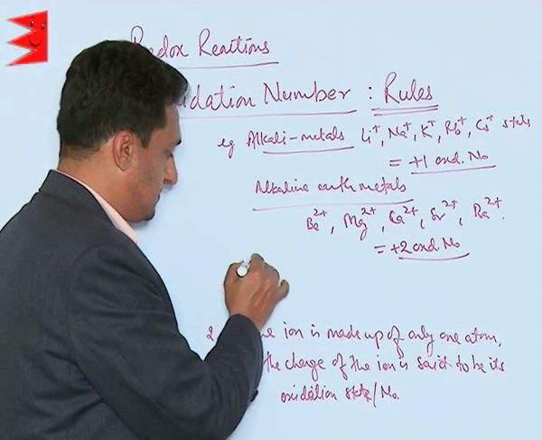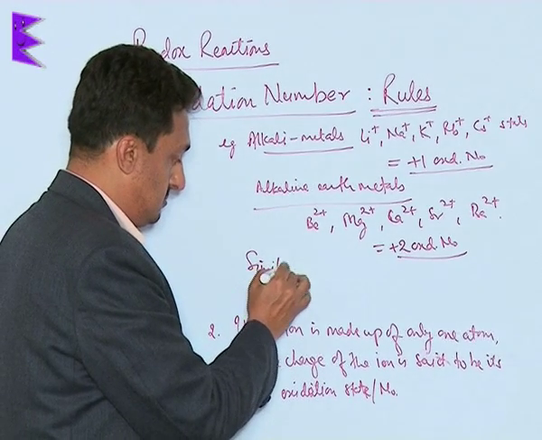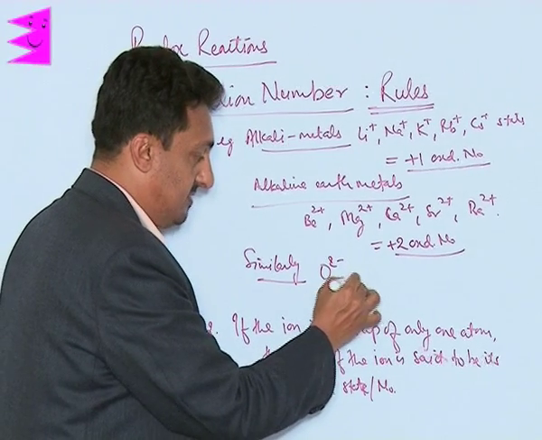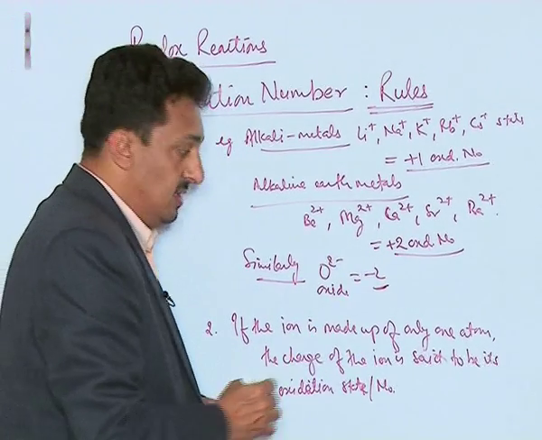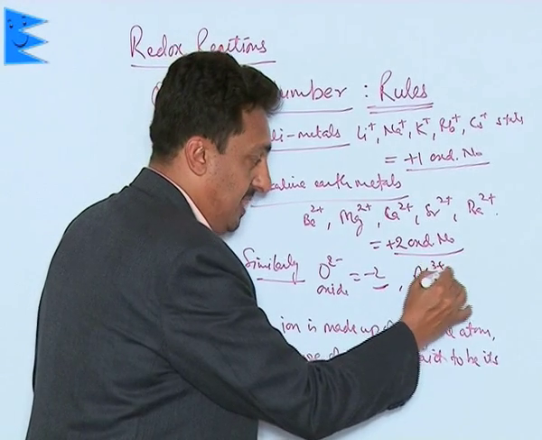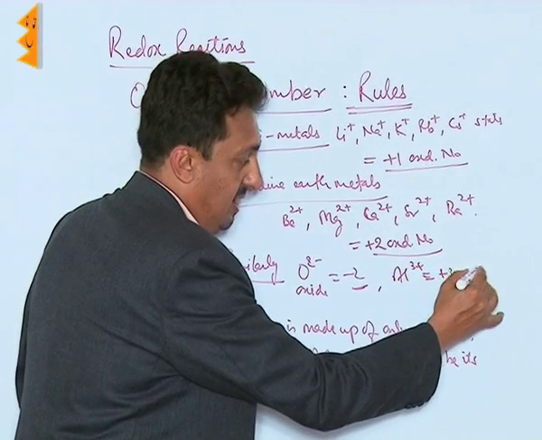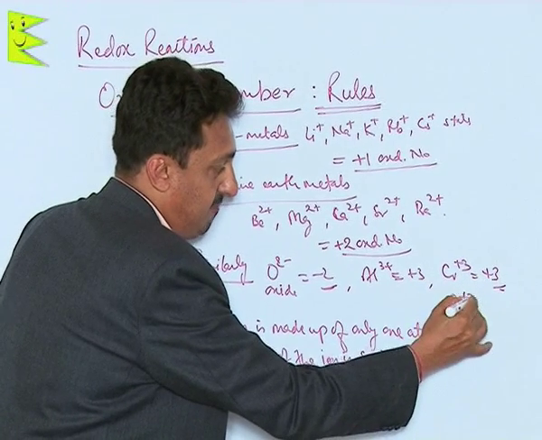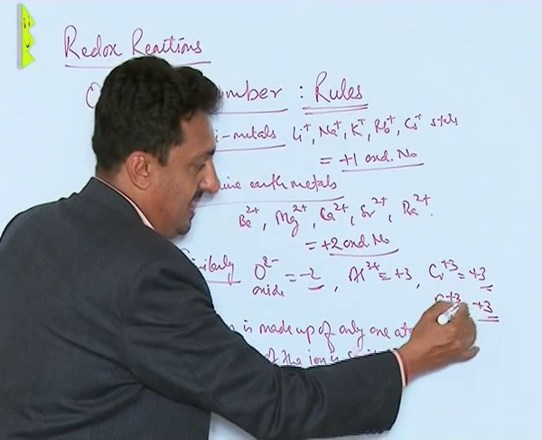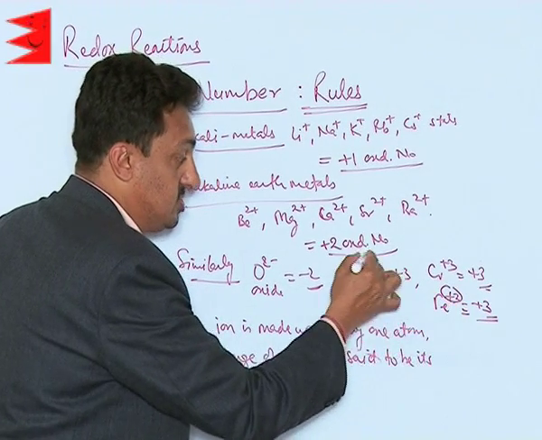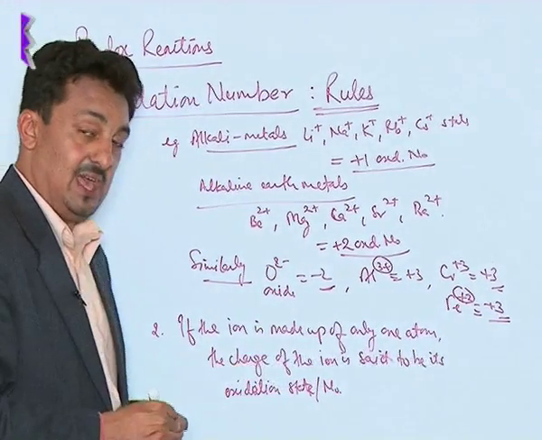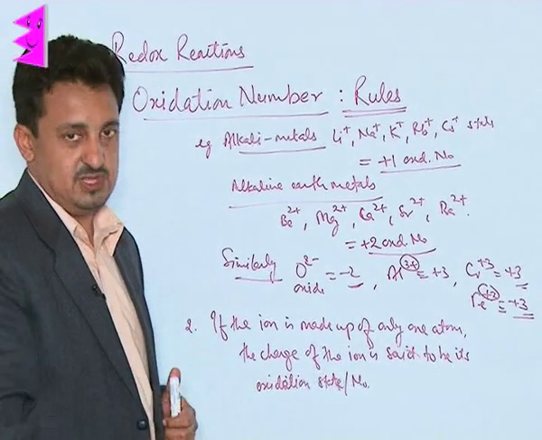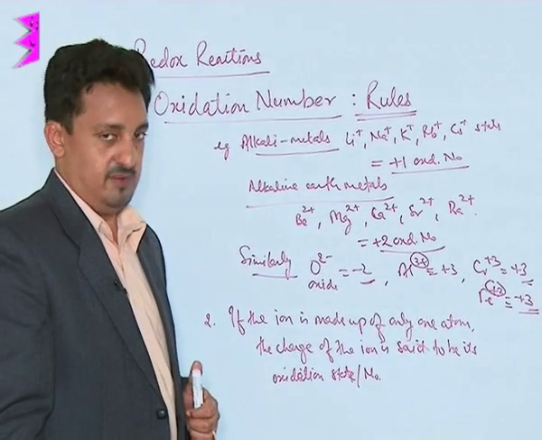Similarly, O2-, which is called oxide, is given -2. If we have aluminium 3+, it is +3. If we have chromium 3+, it is +3. If we have ferric 3+, it is +3. So like this, whatever the charge is, if the ion is made up of only one atom, its charge is simply said to be its oxidation number.